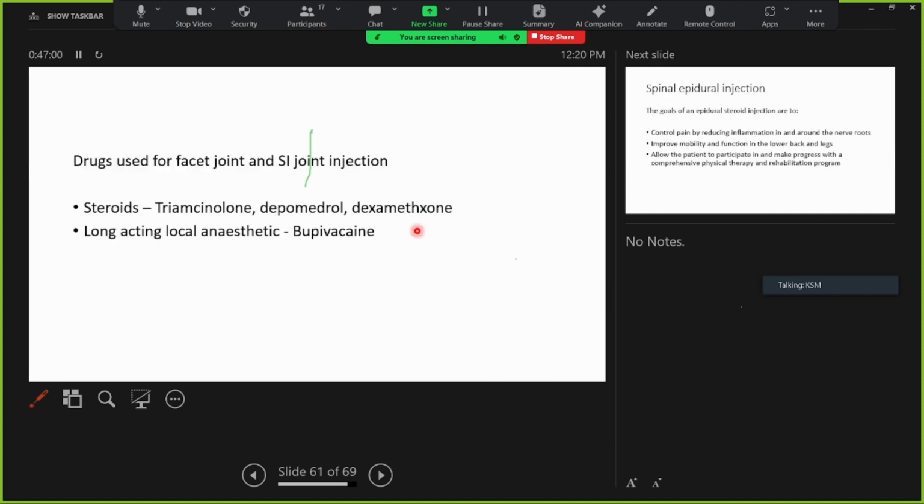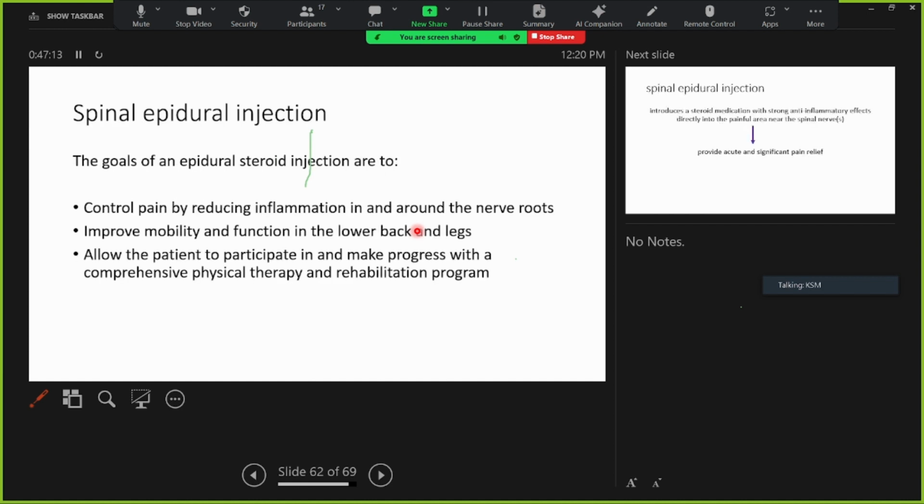Usually the drugs we use are steroids, triamcinolone, depomedrone, dexamethasone, with a long-acting anesthetic like bupivacaine. That is for the SI joint and the facet joint.